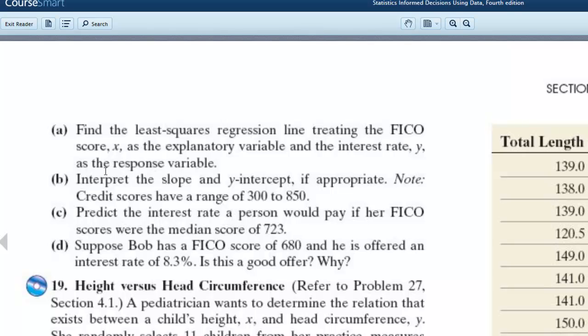And your slope, as they are asking here in part B, interpret the slope and the y-intercept. So the interpretation of the slope is that for every 100-point increase in your FICO score, the interest rate you're going to be charged is going to decrease by 7.64% on the average.